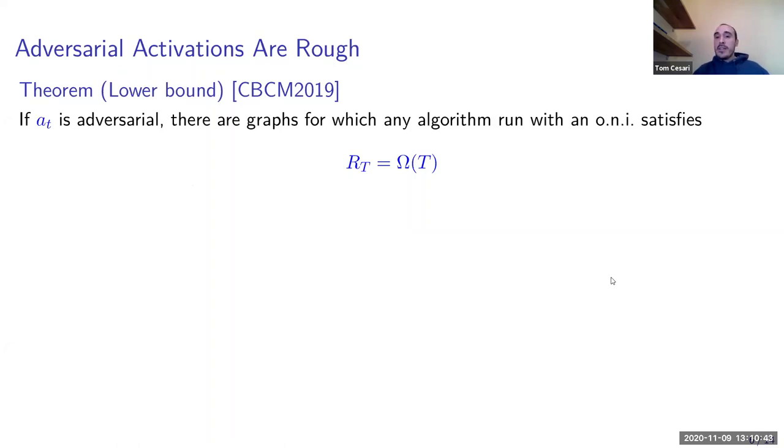If activations are adversarial, so even if just one node is active, let me recap, we're just assuming that one node is activated at each time step, there's no propagation, people just share their feedback. And if activations are chosen adversarially, you can find a graph for which no matter the algorithm you use, even a base algorithm for your own oblivious network interface, you will always get a linear regret. So no learning whatsoever can occur.